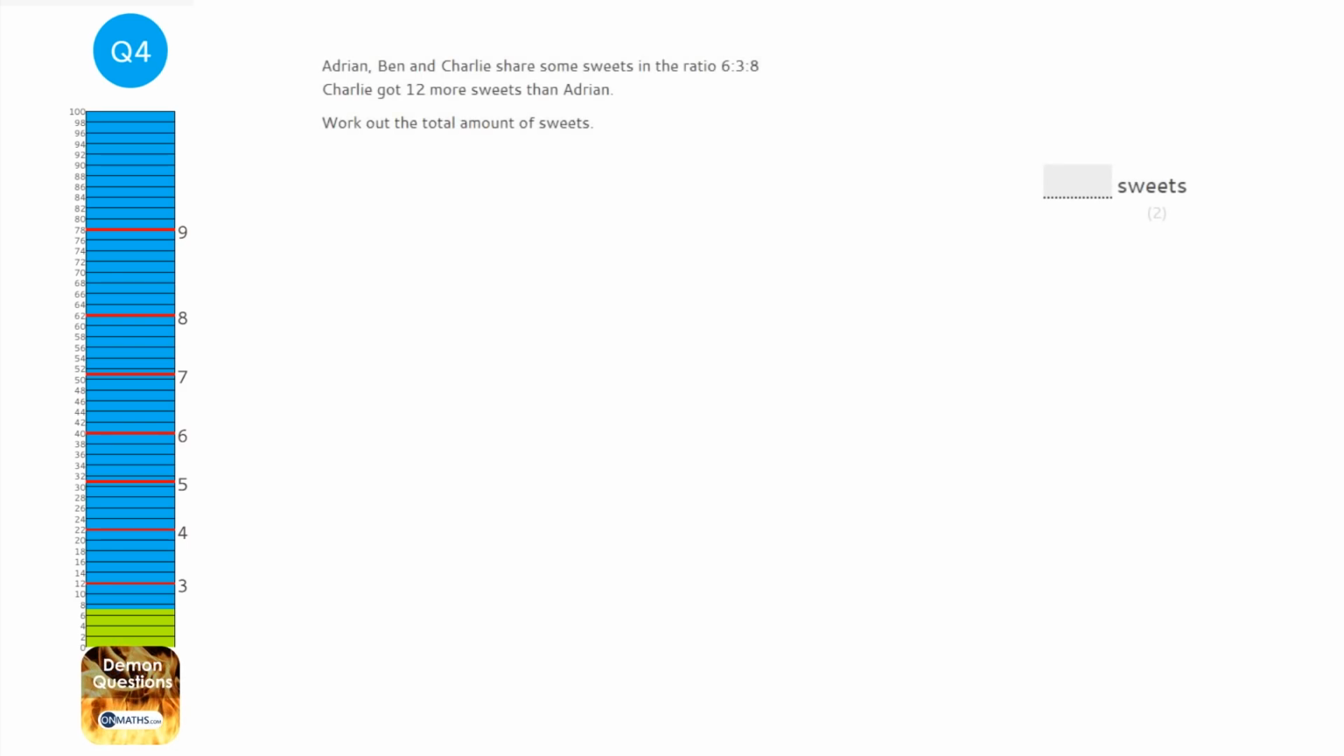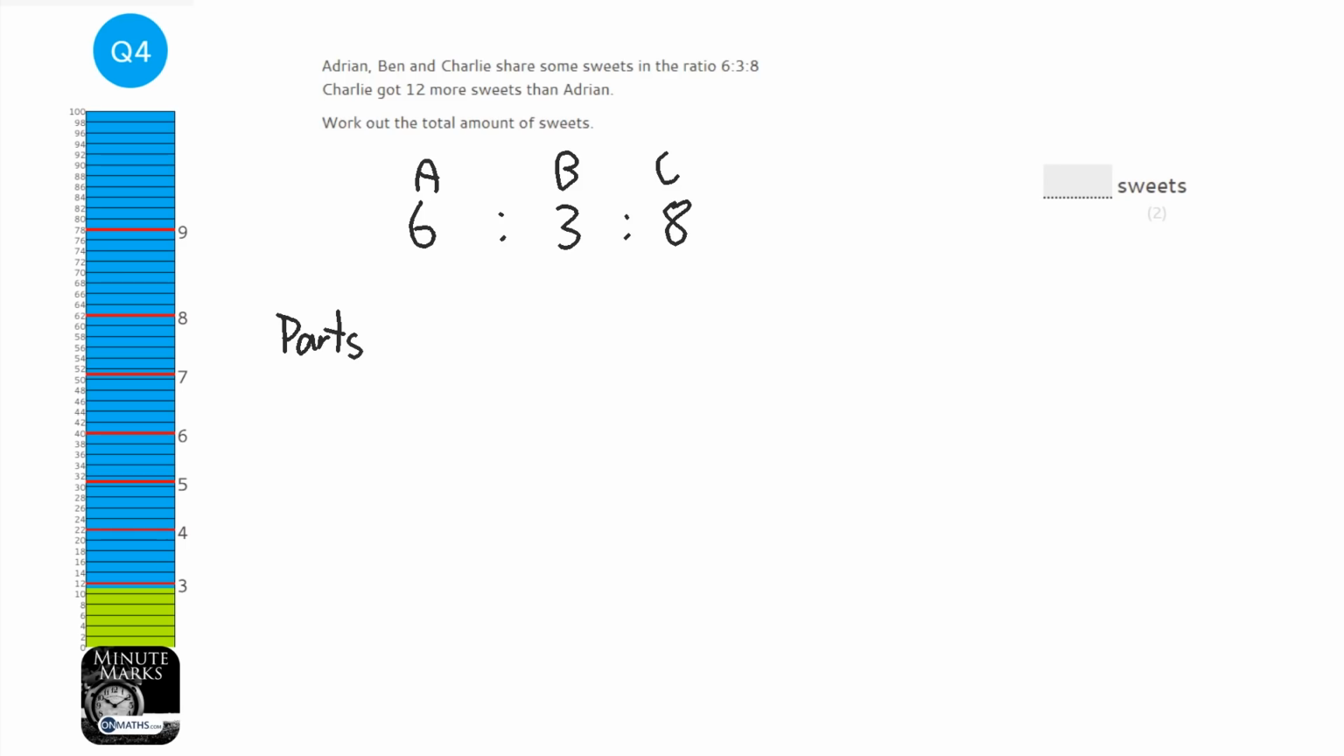Okay, so this question is a little bit more complicated than it first seems. So we've got Adrian, Ben, and Charlie, and they share some sweets in the ratio of 6 to 3 to 8. And it says that Charlie got 12 more sweets than Adrian. Well, first of all, let's have a look and see how many more parts that Charlie got more than Adrian.